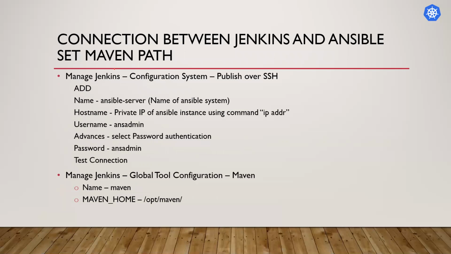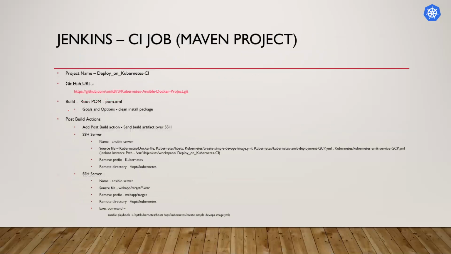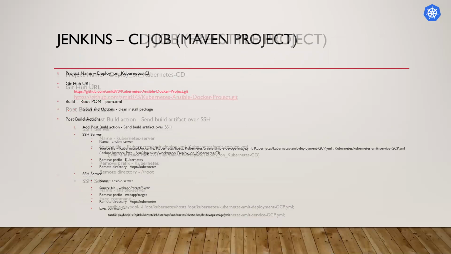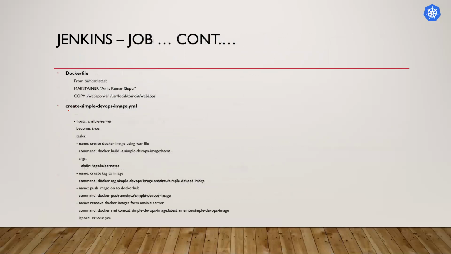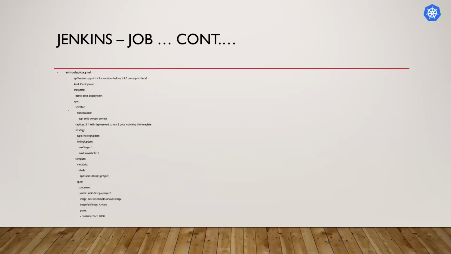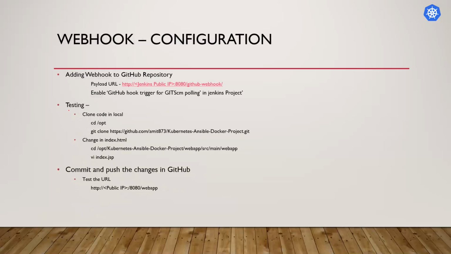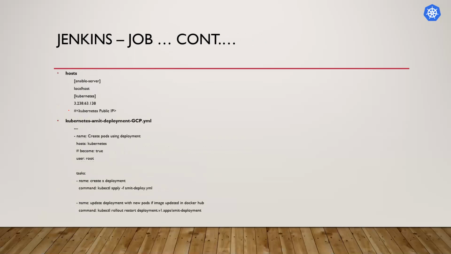So we will see, this is our GitHub repository, and we will create two jobs, the Jenkins CI and CD job. We will explain in the demo, and we will link and test it. I mentioned all the code which we'll use here, all those playbooks, and the Kubernetes deployment file is there, right? Then this is our webhook configuration. I will show you later on. So let's start our POC.